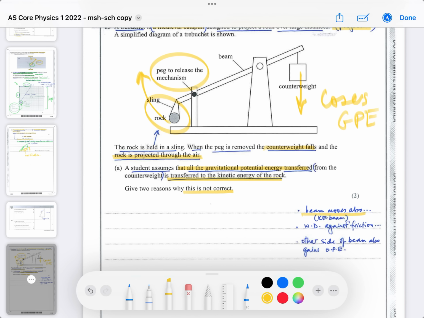The beam also moves up, yeah? And the beam has mass, so there will be some kinetic energy for the beam. You also will have some friction, so there is work done against the friction. Whenever there are moving parts, there will be some friction. And obviously the other side of the beam gains potential energy because it ends up higher than it was before. So all of these are 3 points you can make to explain why the student is incorrect in assuming that it all goes to the kinetic energy of the rock. It doesn't all go to the kinetic energy of the rock.